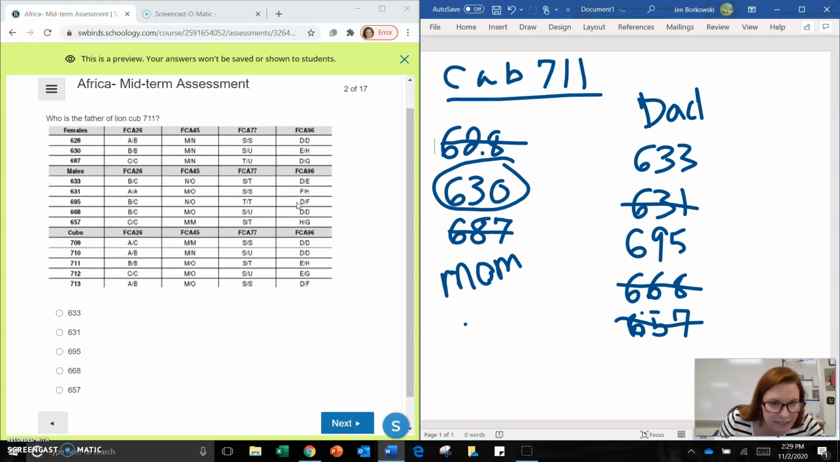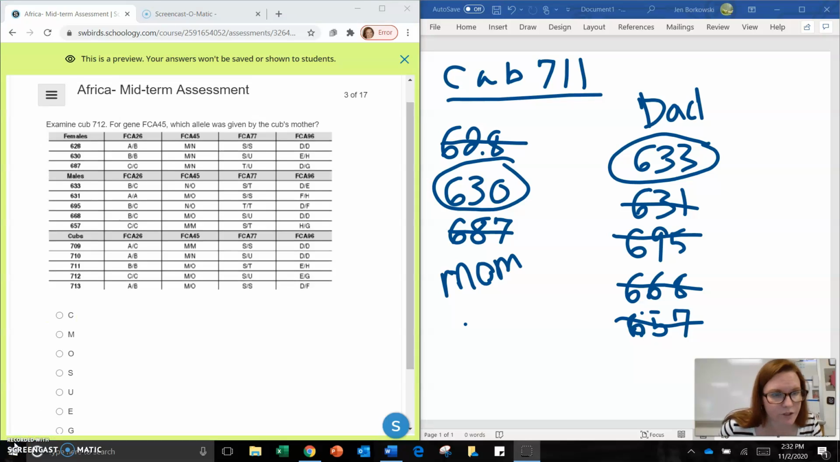He has a D and an F, and my cub doesn't have a D or an F. So I know 695 can't be my daddy. Let's just double check and make sure that 633 does make sense. So again, my cub has an E and an H, and my daddy lion has an E. So my daddy lion is 633.